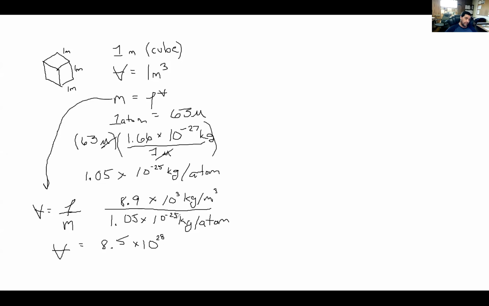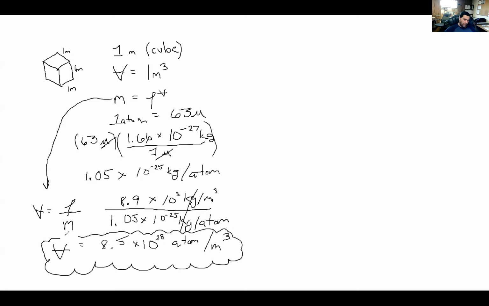So I'm taking a relatively large number and dividing it by an extremely small number. When you divide by an extremely small number, you get an extremely large number. So 8.5 times 10 to the 28th, the kilograms cancel, and when you do the division, the atoms come up. I'm sorry, that's the number of atoms in 1 cubic meter of copper. So in 1 cubic meter of copper, there is 8.5 times 10 to the 28th atoms. Okay, so this is per cubic meter, right?